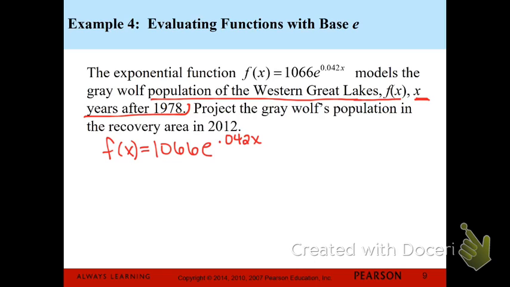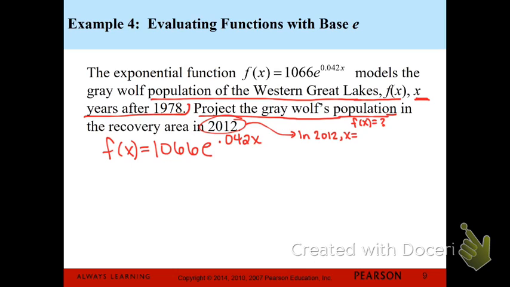Now, it says project the gray wolf's population in the recovery area in 2012. Project the gray wolf's population. What is that, x or f of x? That's f of x. So that's what we're looking for. So the 2012 has to do something with x, right? So in 2012, what is our x going to equal?